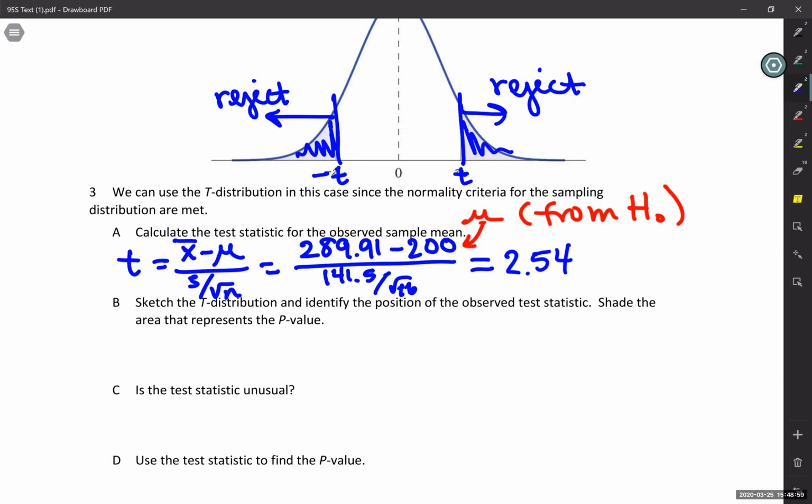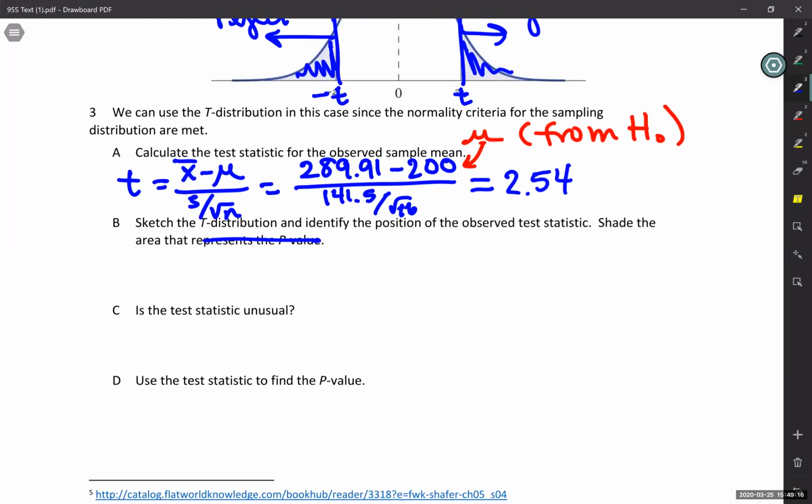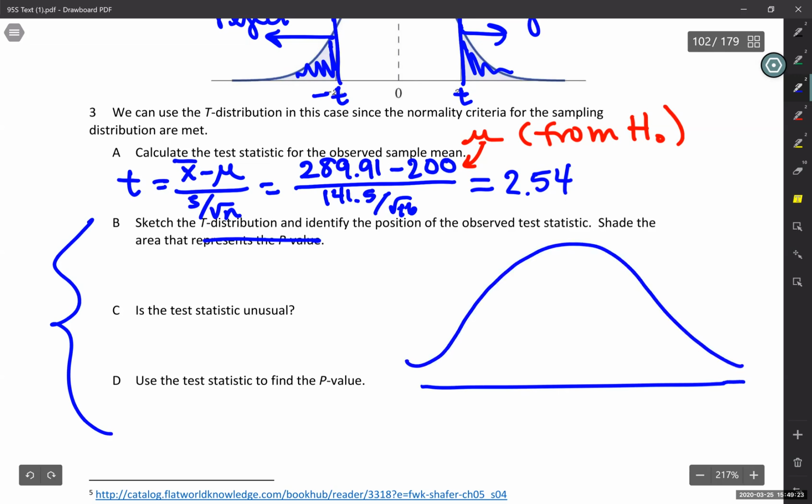So now it says to sketch, and then it says the area that represents the p-value. We're actually not doing that. We need to find from the table what number we're using. And so we're kind of doing all of this together. So I'm just going to draw a picture over here. This kind of represents all of these. And so I need to find, let me just cross that off, find critical value.